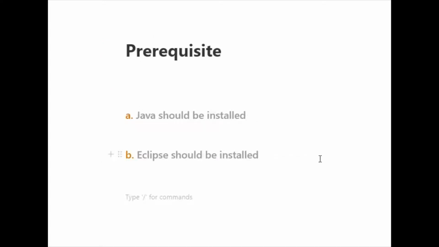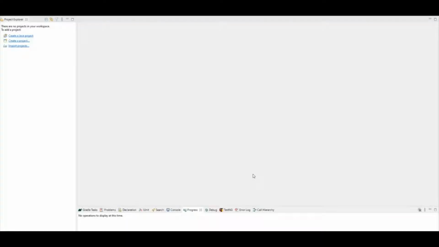Before we proceed, the prerequisites are that Java should be installed on your system and Eclipse should be installed on your system. Eclipse is already installed on my system. You can go to the official site of Eclipse and download it from there. For Java, you can go to Oracle's website. You have to sign up on Oracle, then you will be able to download Java.